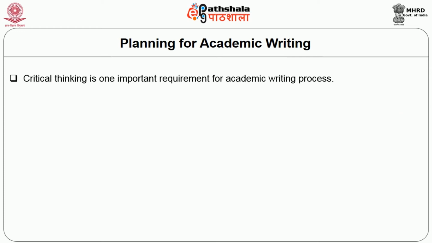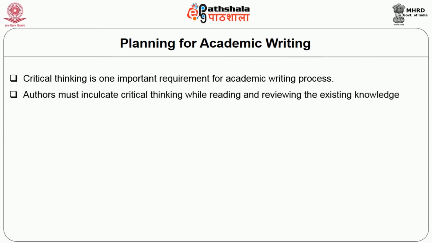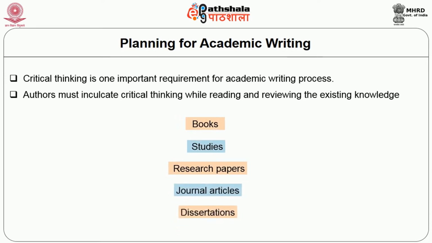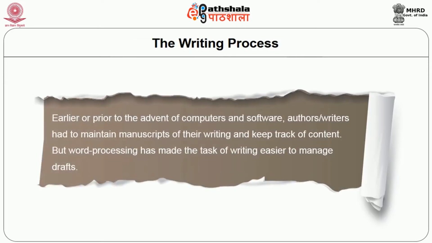Critical thinking is one of the most important requirements for the academic writing process. Authors must inculcate critical thinking while reading and reviewing the existing knowledge in the form of books, studies, research papers, journal articles, etc. about a chosen research theme or area of research. Now the writing process. Prior to the advent of computers and software, authors and writers had to maintain manuscripts of their writing and keep track of the content. But word processing has made the task of managing drafts easier.